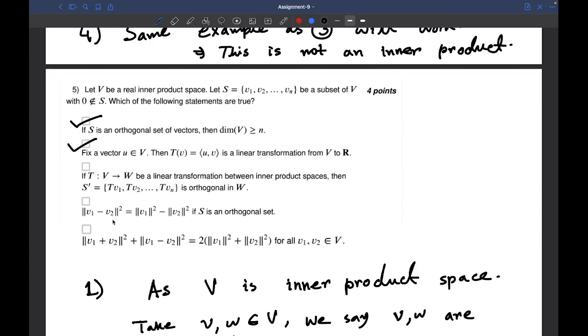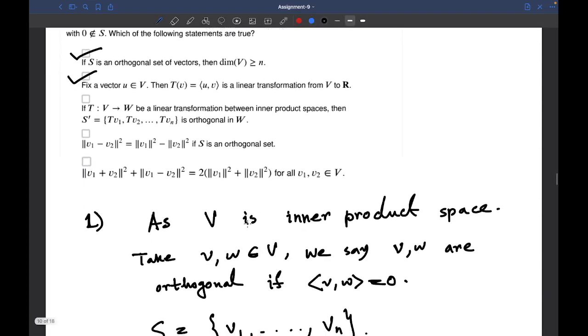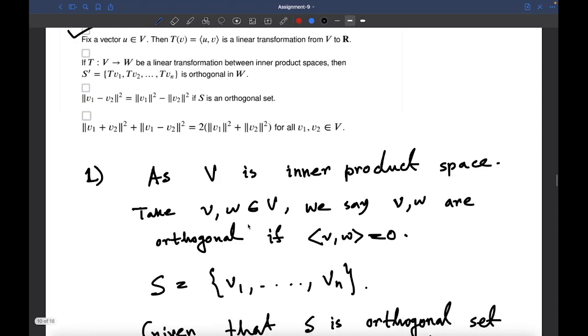Okay. Now what is option number 3? T from V to W is a linear transformation between inner product spaces. And then you have to check that S dash, the images under T of v1, v2 up to vn, is orthogonal, right? So you have to check whether these images of v1 up to vn are orthogonal or not.